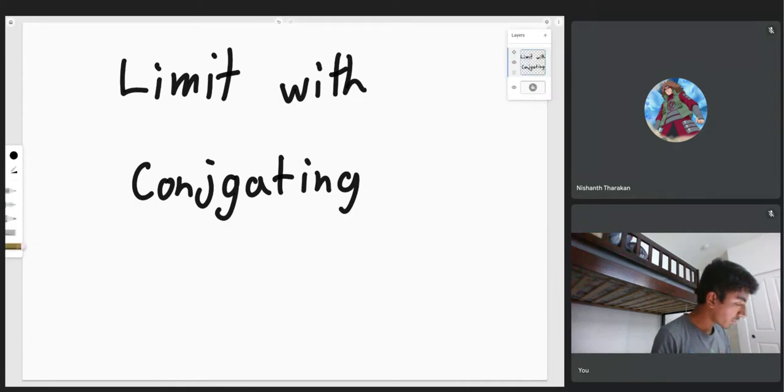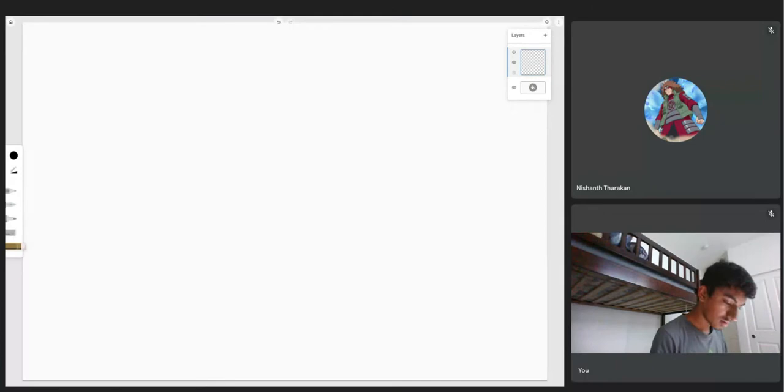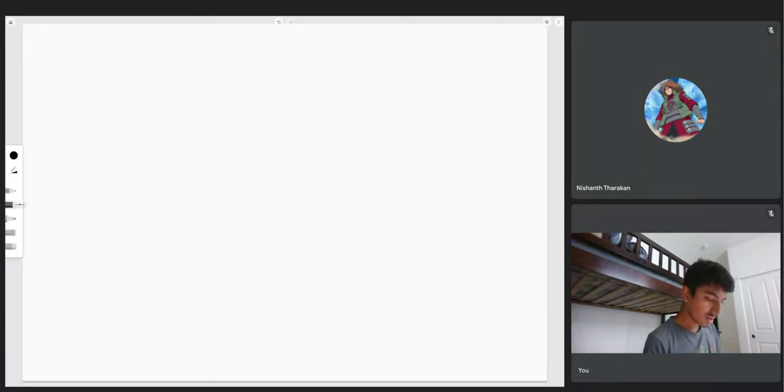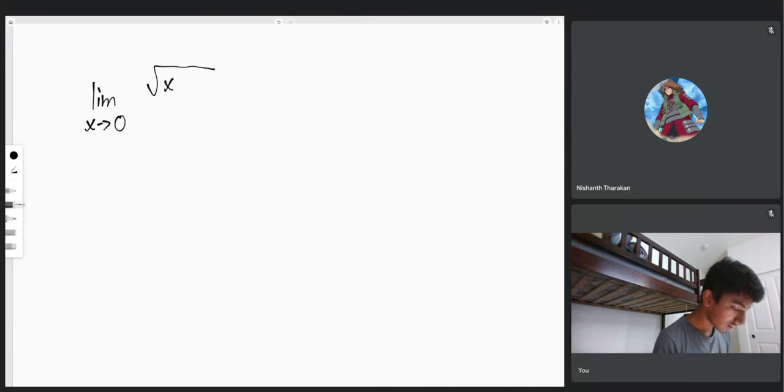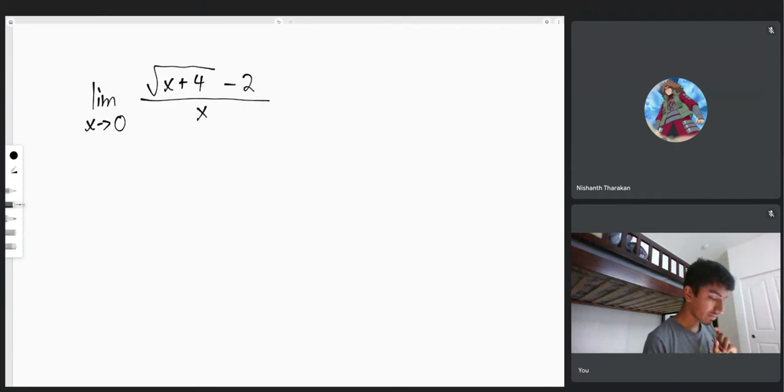So, let us do our first problem. We will be doing the limit as x approaches 0 of the square root of x plus 4 minus 2, divided by x. Okay, so now we know what the first thing to do is.